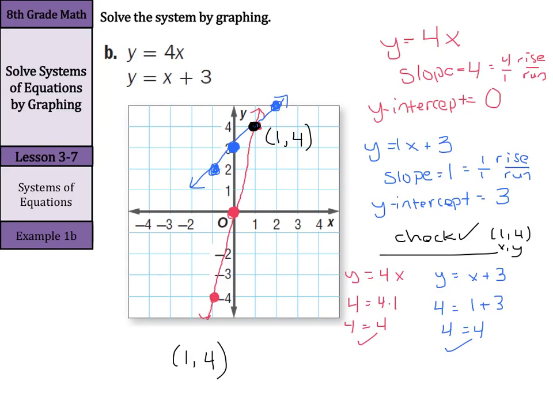So again, what did we do here? We graphed two lines, y equals 4x and y equals x plus 3. We found the point where they intersected, which here was (1, 4). We did a check step though. We rewrote both equations, substituted in our x, y, got the left side to equal the right side for both, so we know that (1, 4) is our answer.